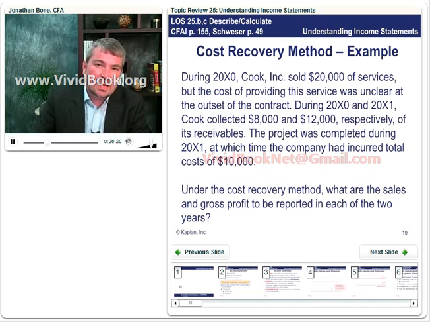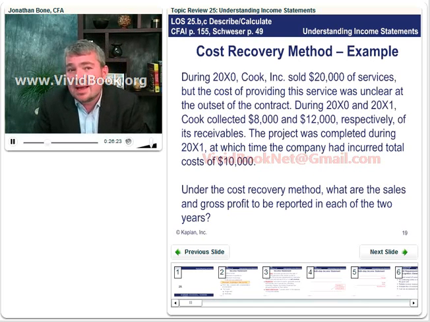Let's have a look at the cost recovery method. It's going to be essentially exactly the same in terms of the total profit recognized. It's just that the timings are going to differ. So notice this time Cook Incorporated has sold $20,000 of services, but they did not know what the cost of producing those services was at the outset of the contract. For cost recovery to be in play, you've got two sources of uncertainty: whether the customer will pay you, and the total cost of providing the good or service. With installment sales, there's only one source of uncertainty, whether the customer will pay when their installments are due.